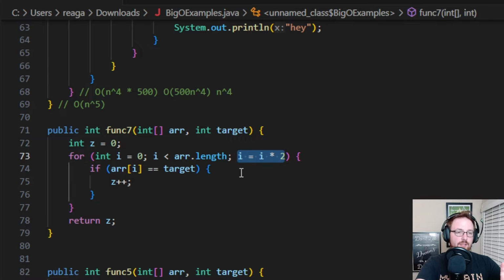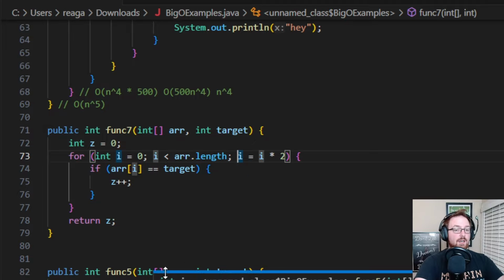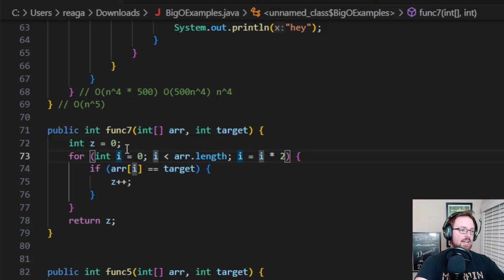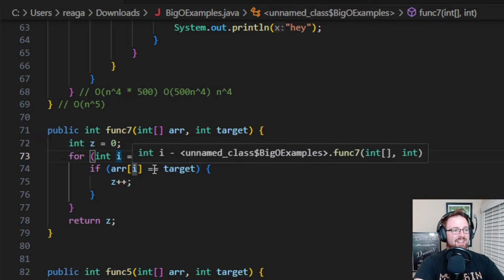So remember, with logarithms, the key feature is that you're halving the number of things you have to deal with each time you iterate. And this section of the for loop happens each time you iterate. It's how you go from one step to the next. In this case, every time we go to the next step, we don't add 1 to i, we double it. So i is going to go, well, actually, I just realized I made an infinite loop.